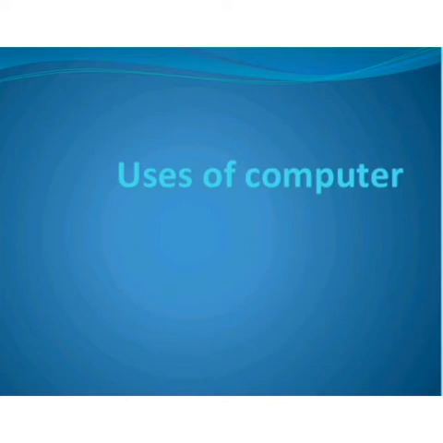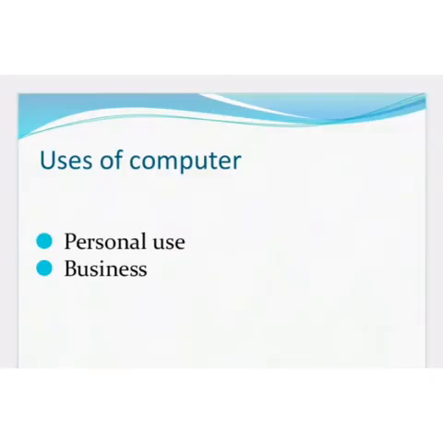We are using it in two types, isn't it? The first one is personal use, the second one is business use. Do you have any idea about the personal users? Business use means railway stations, hospitals, offices. These are the business users. What are the personal uses you are using?